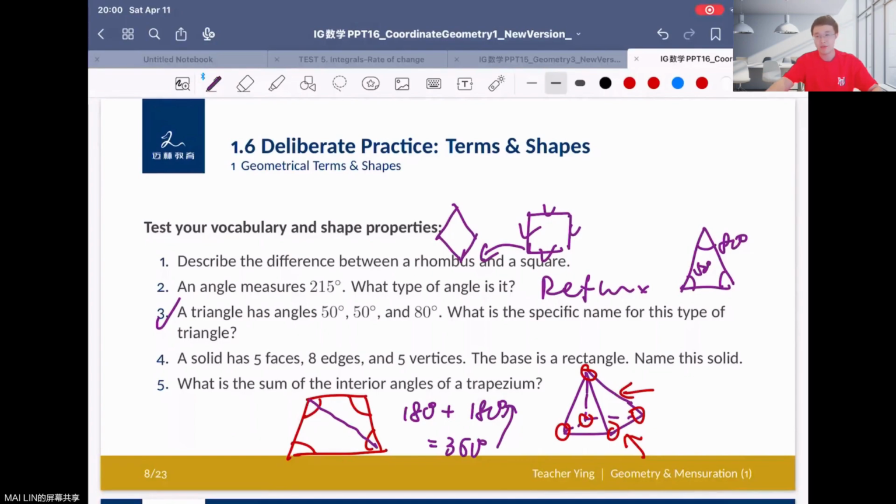So we have already learned all the shapes and all the coordinate geometry. I hope it can help you understand some basic geometry and the terms for this. They are very important.